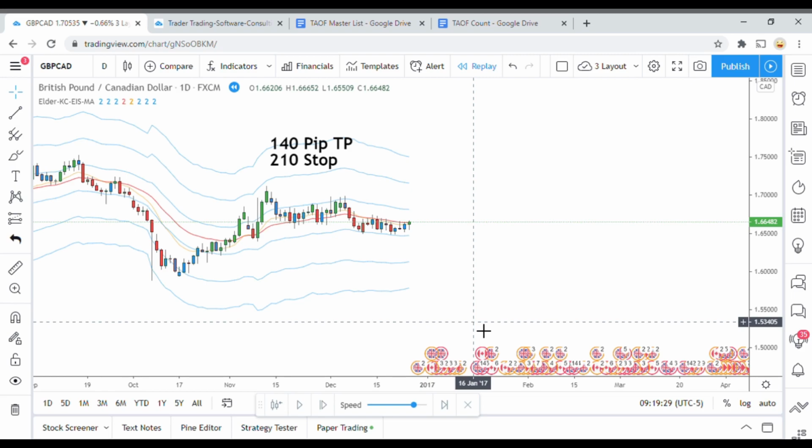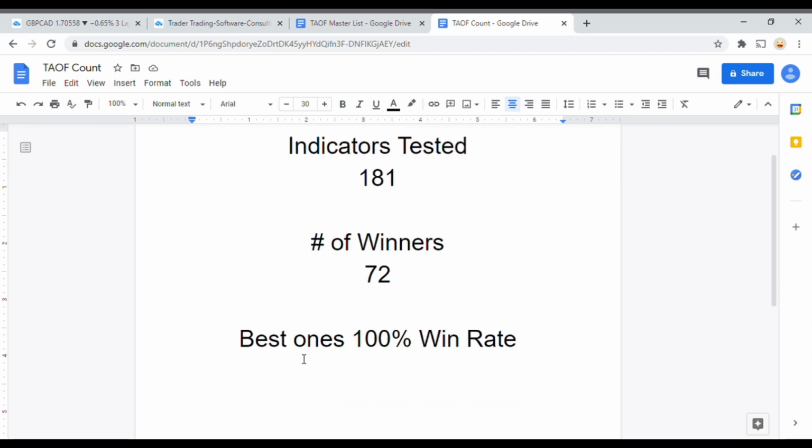All right, as I said, today we will be testing the Keltner Impulse MA indicator. But before we do, I wanted to put the indicator scoreboard up for everyone to see.